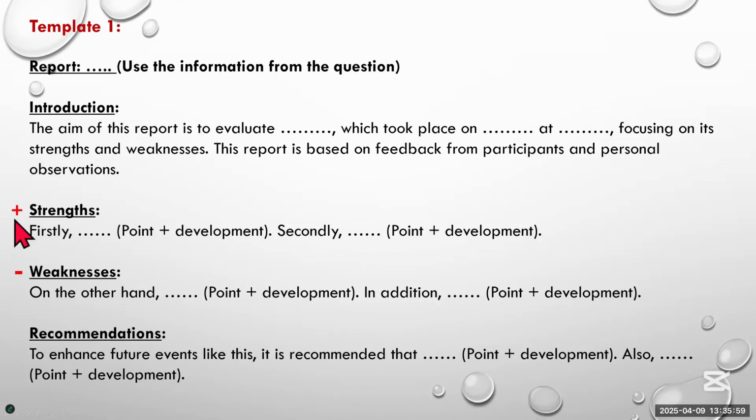In my original template, my subheading here is positive points and here negative points. Now I'm trying out different subheadings. So choose what you like. Recommendations to enhance future events like this. It is recommended that point and development, also point and development.